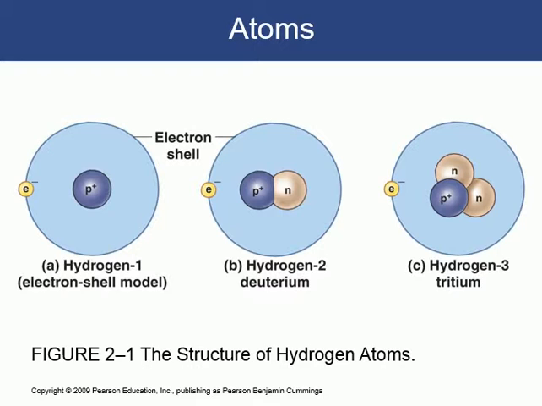Hydrogen 2, which is the deuterium. What does 2 mean here? Can somebody tell me what 2 means? The mass. 2 is the mass. So obviously, it's one proton, one neutron, and one electron, but the mass here is 2. Is it still hydrogen? Still hydrogen, because you have one electron outside. 3 means the mass is 3. You have one proton and you have 2 neutrons.